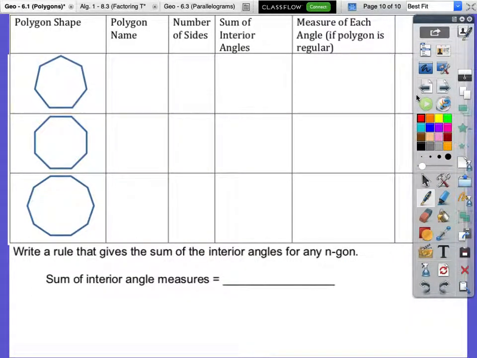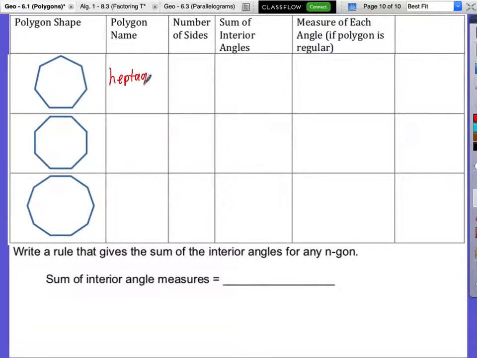7 sides. Raise your hand if you have the 7-sided one. Okay, heptagon. Marley and Lizzie. Number of sides was 7. What did you guys get for the sum? 910. Okay, that's pretty close. 920. Okay. I'll say 900 exactly. So pretty close.